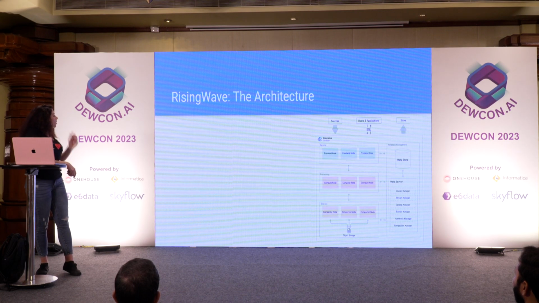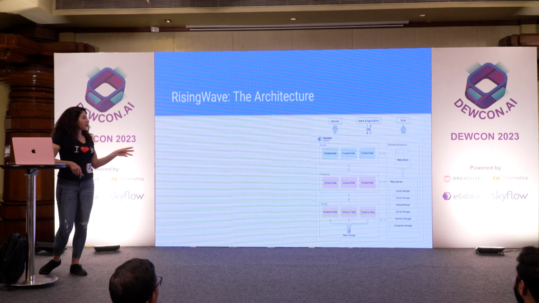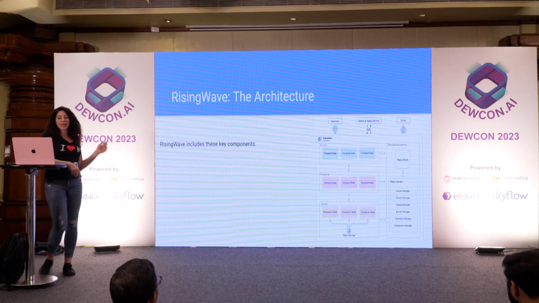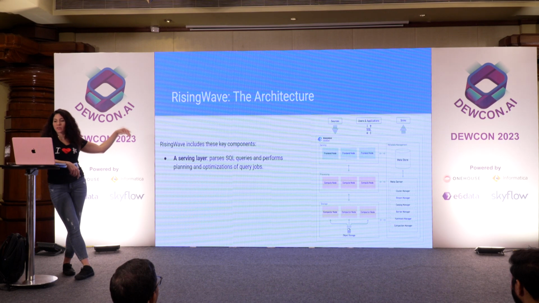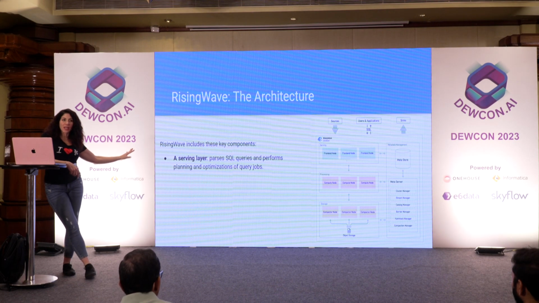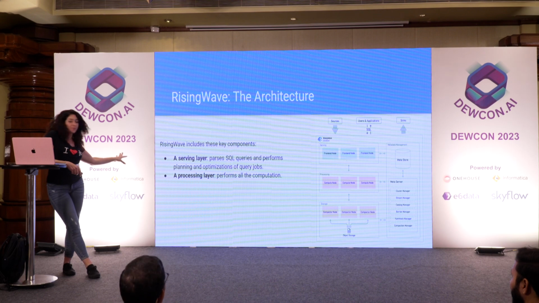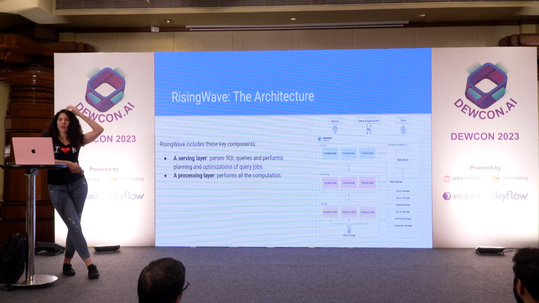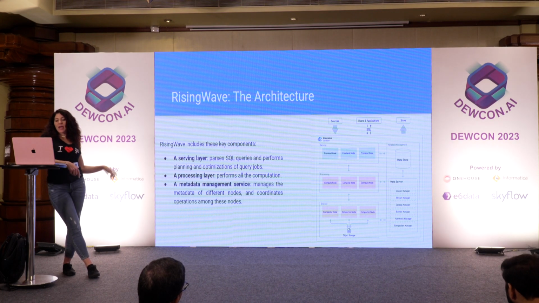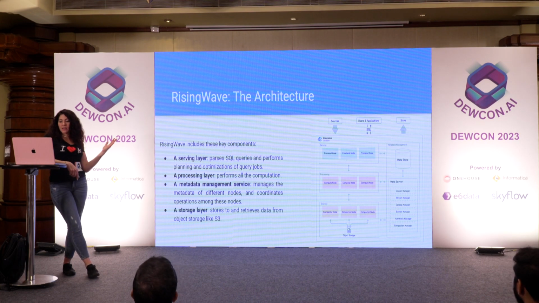Okay, so just to talk a little bit about the architecture, because everyone loves this part. It has these key components. Pretty simple. It has a serving layer, which basically parses SQL queries and then performs planning and optimization of query jobs. Then it has a processing layer that performs all the computation. Then there's a metadata management service that manages the metadata of different nodes and coordinates operations among these nodes. And then there's a storage layer that stores and retrieves data from an object storage like S3.